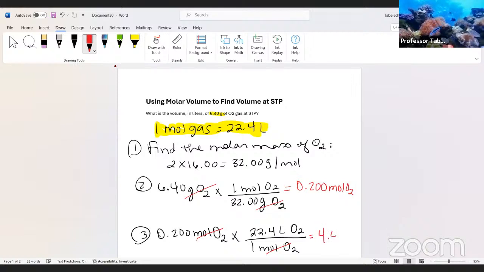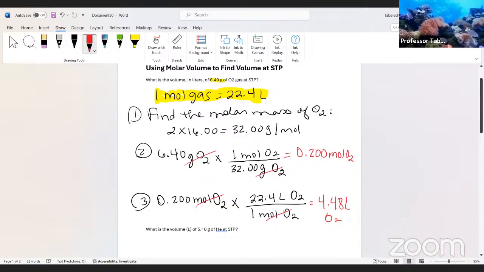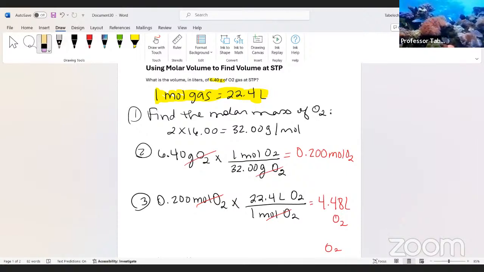So 4.48 liters of O2. That's it for that particular problem. Now, it appeared as though that was a lot of steps, but it's really not when you consider the fact that they did not give you your moles. Had they been direct and given you your moles, you could just go straight to step 3 by taking the moles of your gas and multiplying it times 22.4. That's the one thing I can say.